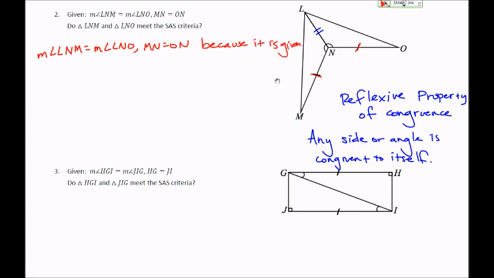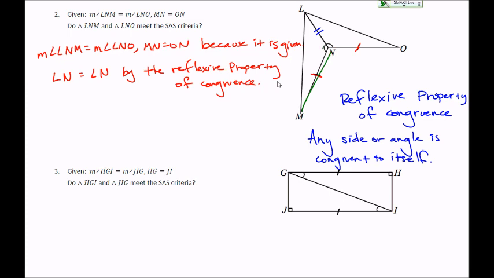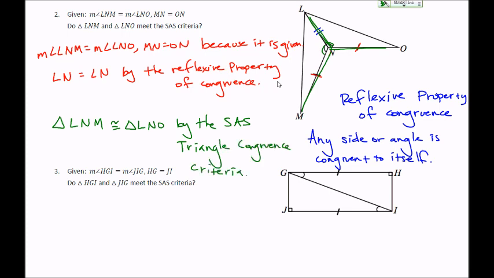Next, we'll say segment LN, length LN is equal to length LN by the reflexive property of congruence. Now, hopefully you notice that we have a side, an angle, and a side in both triangles that are congruent. We can use the side-angle-side triangle congruence criteria to say that these triangles are congruent. And that's the whole proof.